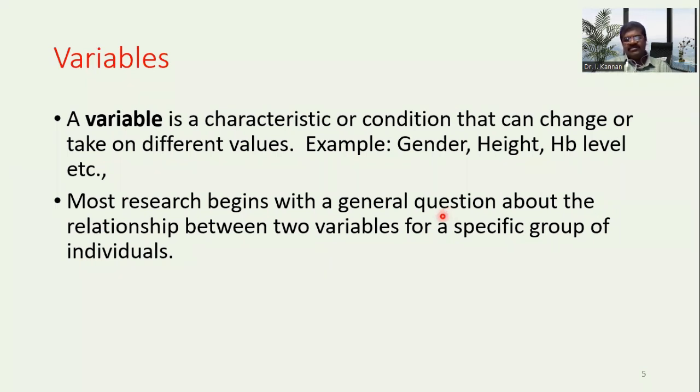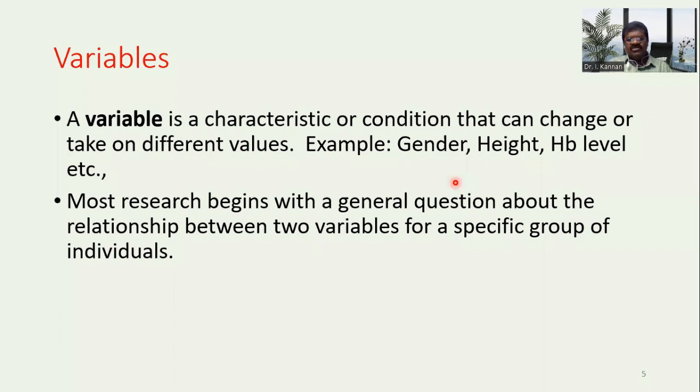For example, gender. It basically takes two values, even three values, but basically two: male and female. If you take something like height or hemoglobin level, that also takes different values. So a variable is some characteristic or condition. You have to identify what are all the variables involved in your study. It may be a single variable, two variables, or multiple variables. Each variable you have to categorize, so when you start the study, you have to list down all your variables.